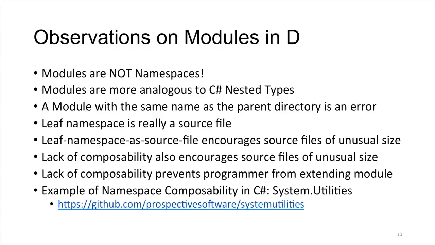And this one got me hard. I did not know what to do with this until I came up with a method of handling it, because I wanted to do something like regular expressions and then have regular expressions D and then just import the package and hoped that it got the D file. It didn't. And this leaf namespace is a source file thing. It really does encourage source files of unusual size.